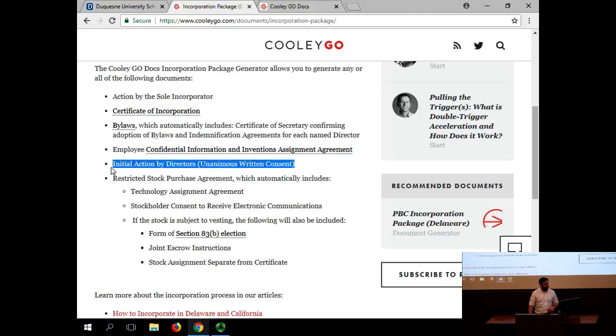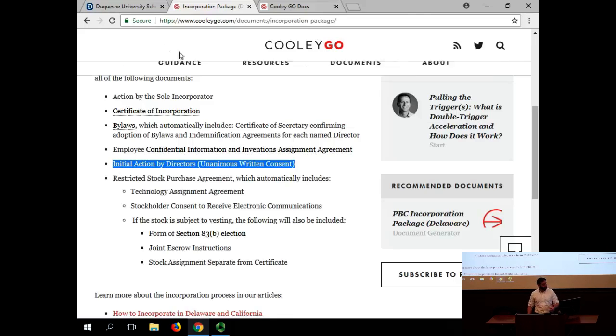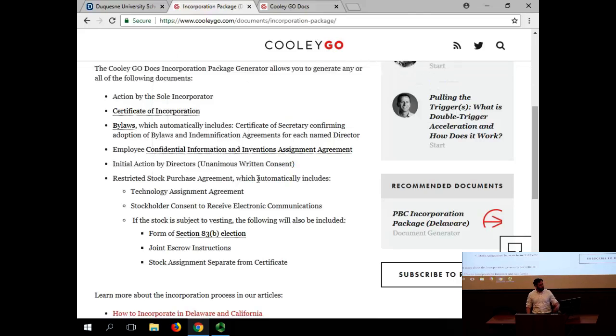And really important for today is that initial action by directors, because that's going to show those formation steps the company has to take, the things we talked about last week, like creating a bank account and registering with the IRS and matters like that. The restricted stock purchase agreement and the Employee Confidential Information Assignment Agreement, set aside for now. And the action by sole incorporator, you'll see, is very simple, but is an important step to avoid having to disclose the directors on the certificate of incorporation.